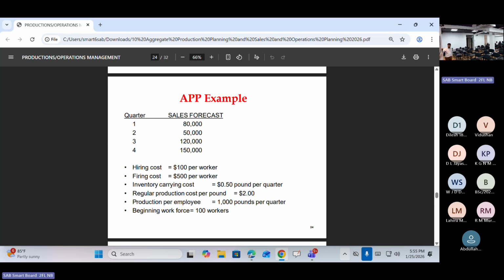How about the third one? Inventory carrying cost. Is that relevant for this plan? Yes, because in level production, we have to maintain inventories. So we have to consider that. It says $0.5 per unit per quarter. Keep that in mind.